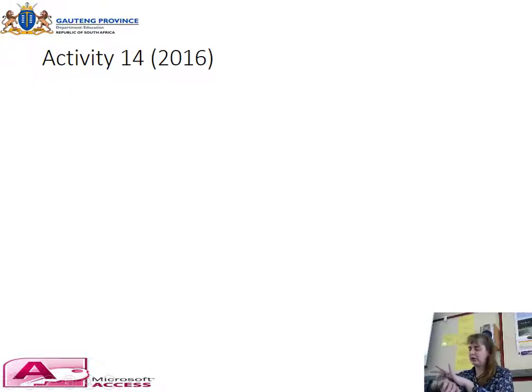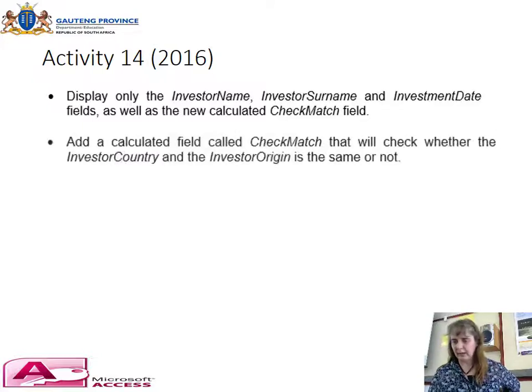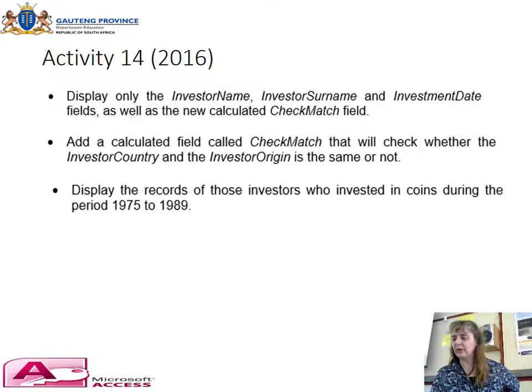The next one I'm quickly going to show you, or else we're going to run out of time, and then we'll do activity 15. So activity 14, you need to display only the investor name, investor surname, investor date fields, as well as a new calculated check match field. Add a calculated field called check match that will check whether the investor country and the investor region is the same or not. Display the records of those investors who invested in coins during that specific period. So now we know we've got a specific period that we're looking at as well.